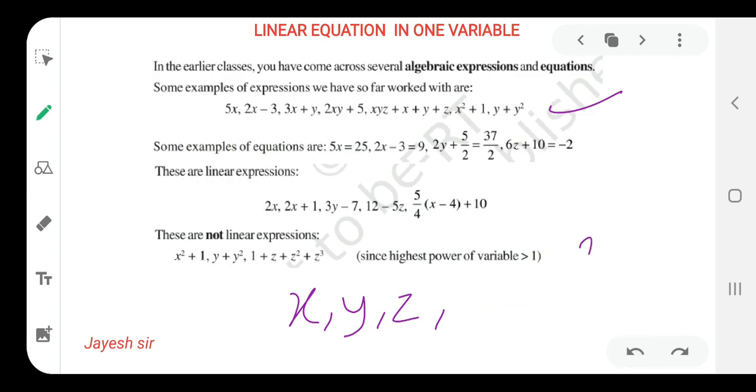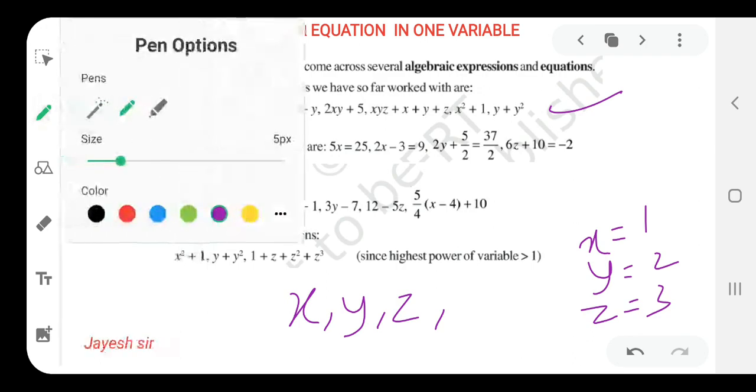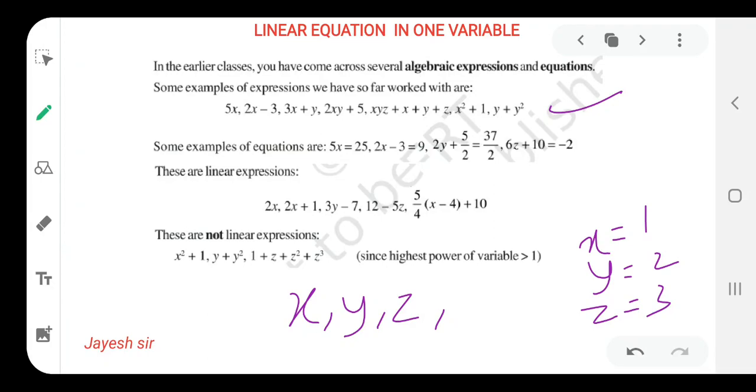Here, suppose I put the value of x as 1, y as 2 and z as 3. But suppose you don't like that, and you want to put the value of x, y and z differently, so you put the value of x as 3, y as 1 and z as 2. That can also be possible. That means the value of the variable can be changed as per our simplicity. Yes, we can change the value of a variable. That's why it is called variable.